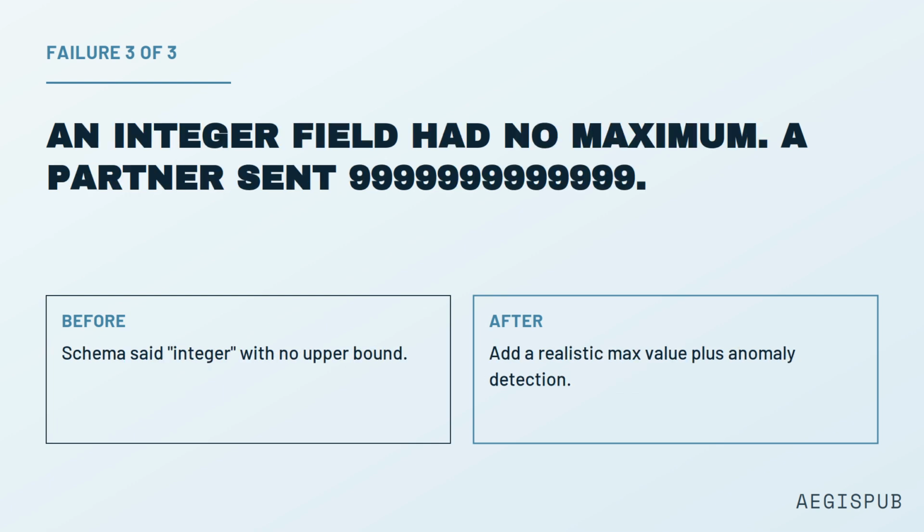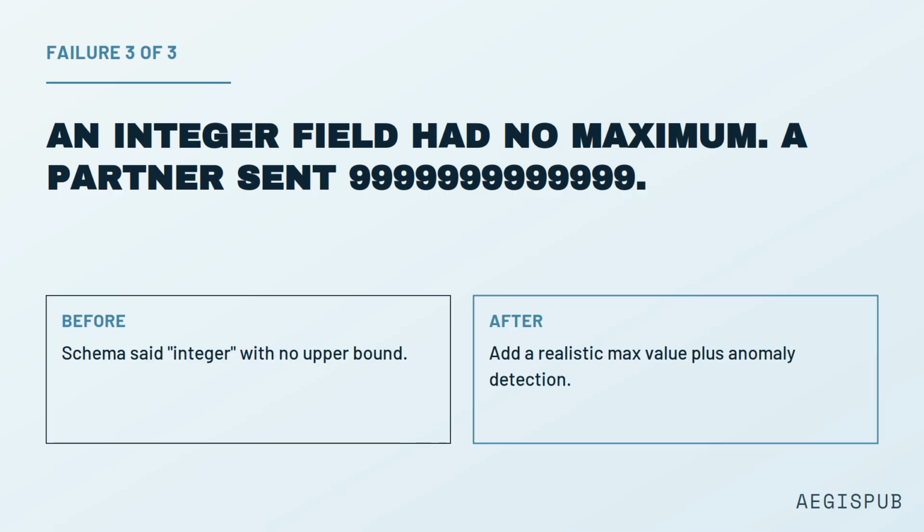The partner sends a value of 9,999,999,999,999, which is technically an integer, but causes a downstream aggregation query to overflow and return incorrect results for dashboard metrics. The analysts notice the dashboard showing anomalous statistics, but cannot immediately identify why.